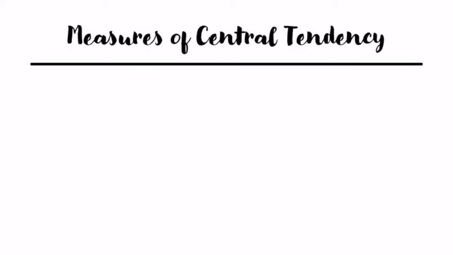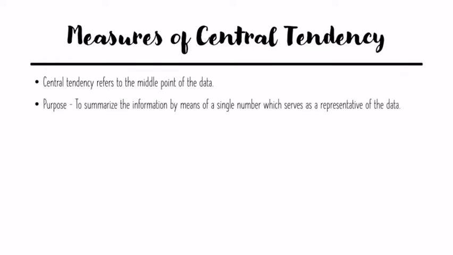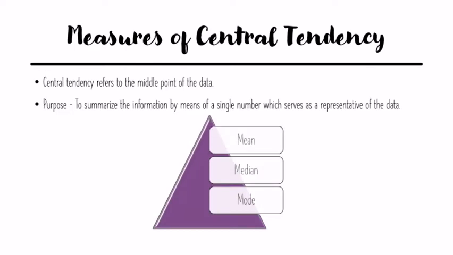So, measures of central tendency. Central tendency refers to the middle point of the data. The purpose we want to find central tendency is because we want to summarize the information by means of a single number, which will serve as a representative of the data. So we have three measurements: mean, median, and mode. We are going to learn about the mean first.